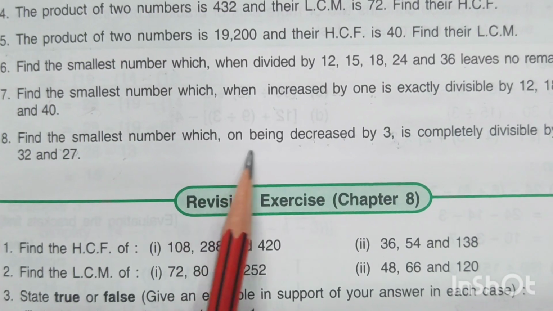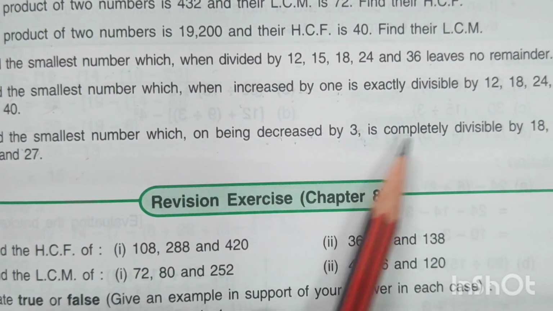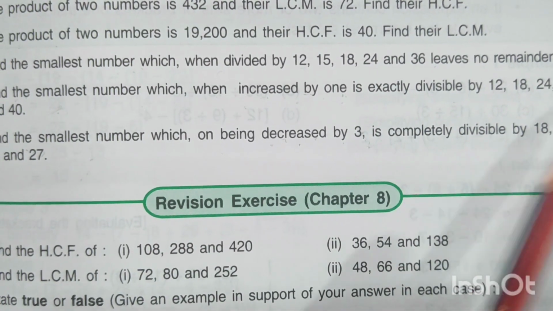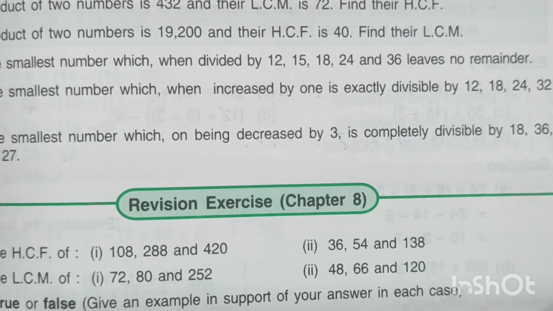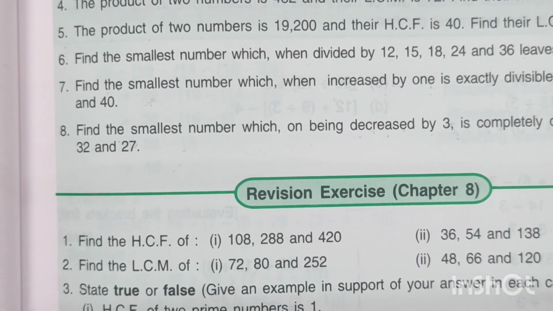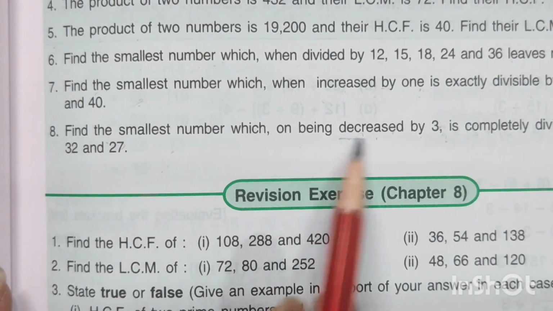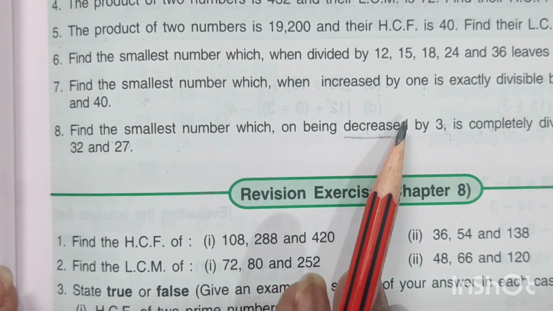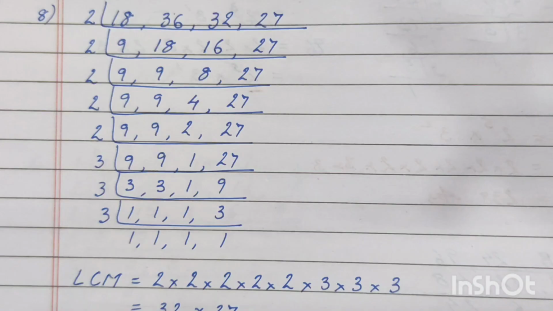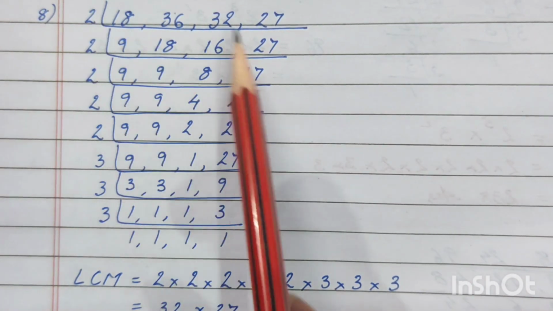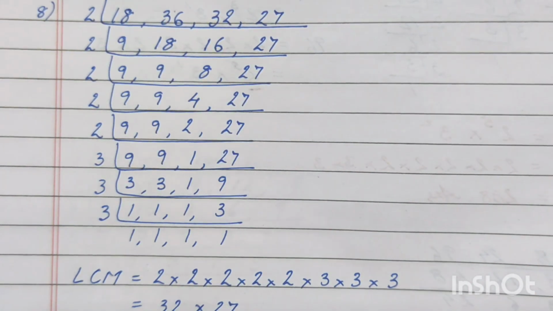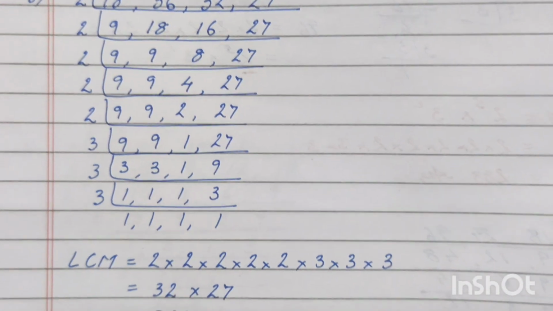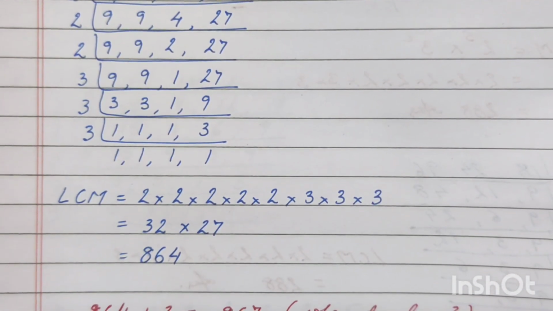Find the smallest number which, on being decreased by 3, will be completely divisible by 18, 36, 32 and 27. On being decreased, children, that means we will first find the LCM and then we will add 3 to it. So this is how you find the LCM of the 4 numbers. Right? This is how we come to the LCM.